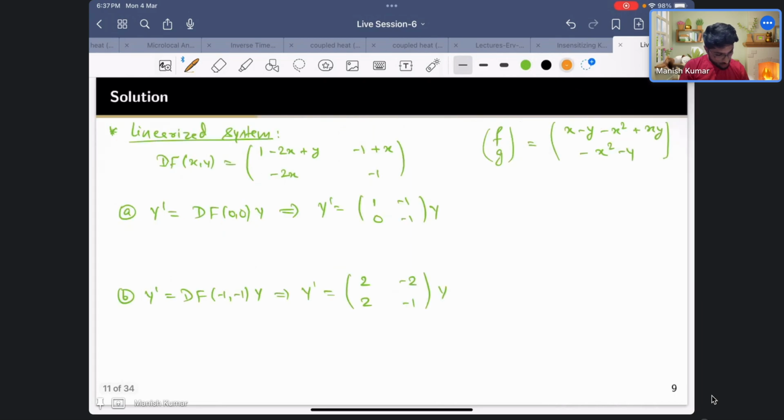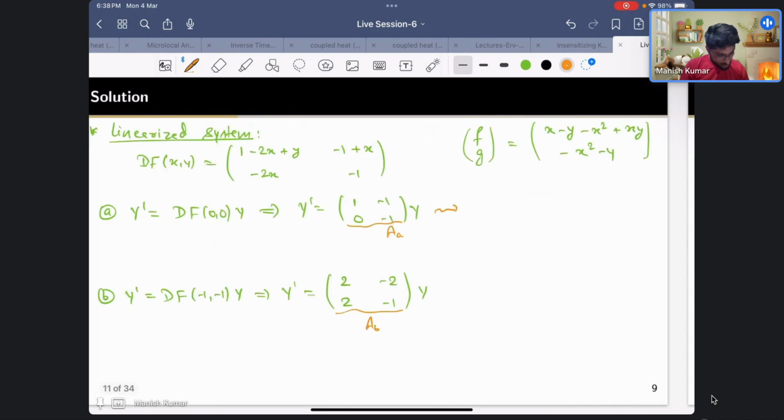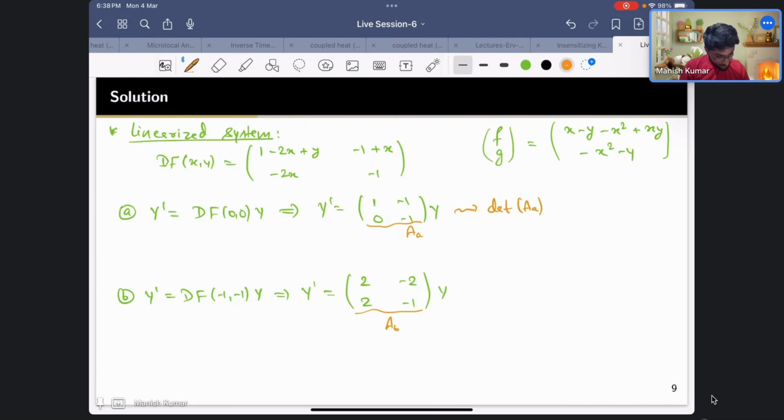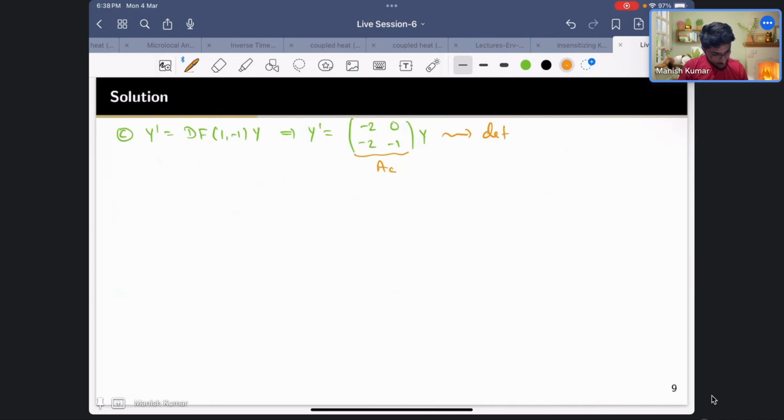Okay, so the determinant of this matrix, let me say this is AA, AB, this is AC. So the determinant is non-zero, right? Over here, this is minus 1, which is non-zero. Here also, determinant of AB is minus 2 plus 4, which is non-zero. Here also the determinant of AC is equal to 2, which is non-zero. So in all the cases, 0 0 is the only equilibrium point. So there is no question of isolated or something else. The only equilibrium point is 0 0.